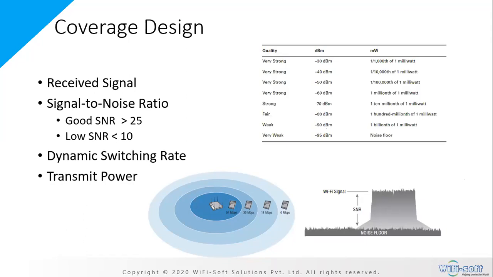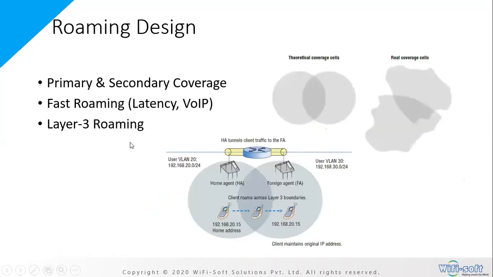Okay, so let's go to the next aspect, roaming. What we have drawn here: there are three aspects that you need to look at when you're roaming. One is called the primary and the secondary coverage. When you draw a Wi-Fi, you set up an access point and you draw a circle around it, right? That's how you think the Wi-Fi signal is going to propagate.